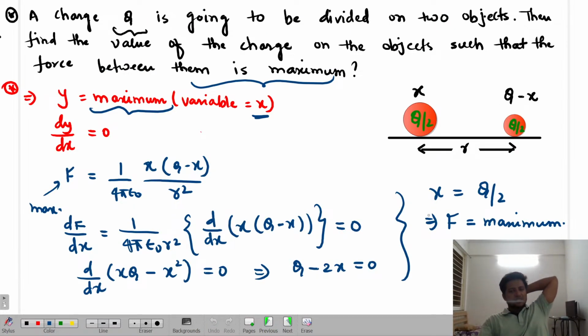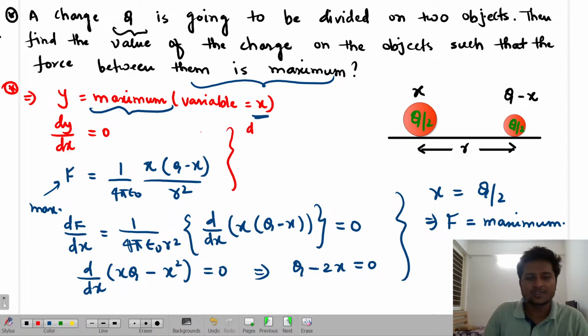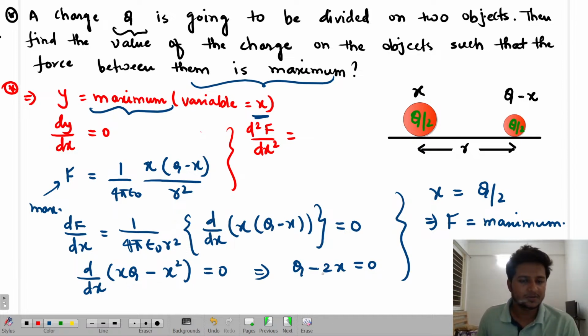See here, it is a quadratic equation, so directly I am getting x is equal to q by 2. And if I find d2f by dx square, look over here. df by dx is simply q minus 2x, isn't it? I'm just ignoring this constant. So df by dx is q minus 2x. So what will I get? I'll get minus 2 into some constant, isn't it?